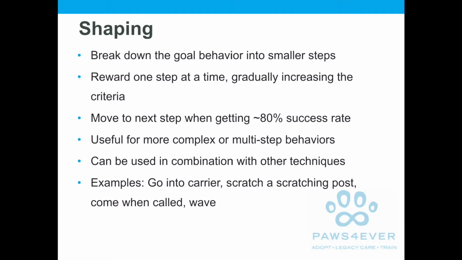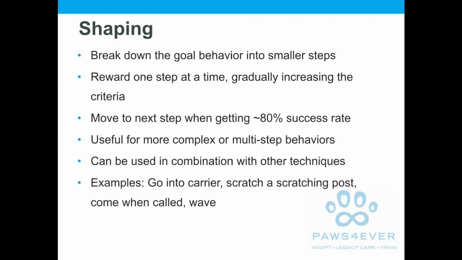The process of shaping is to break down the end behavior you want into smaller steps and then reward for one step at a time. As they start to succeed pretty reliably at the step they are on, raise your criteria to now only reward the next step in the process. Continue until you're rewarding the final step, at which point you have your end behavior and have reached your goal.